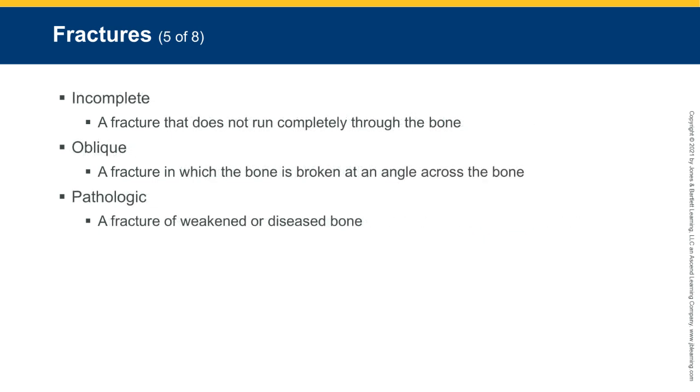More types of fractures include incomplete fractures, which do not extend completely through the bone, oblique fractures, which occur at an angle, and pathologic fractures, which result from weakened or diseased bone. Recognizing these variations helps guide treatment and patient care decisions.